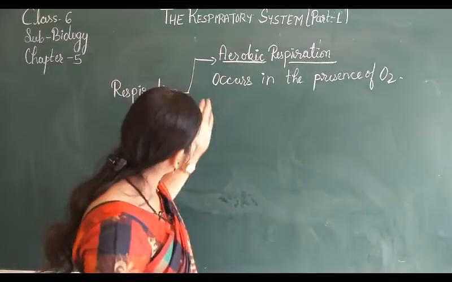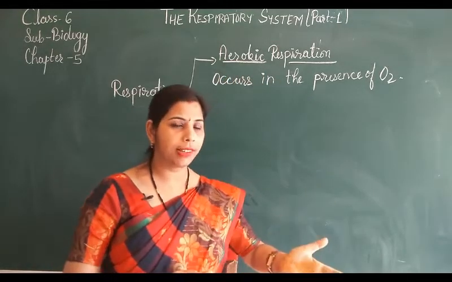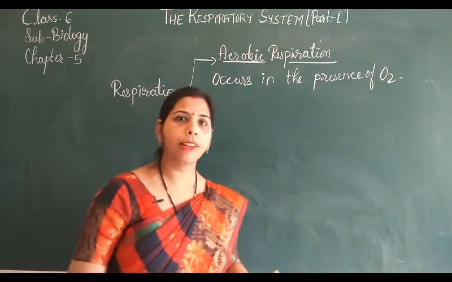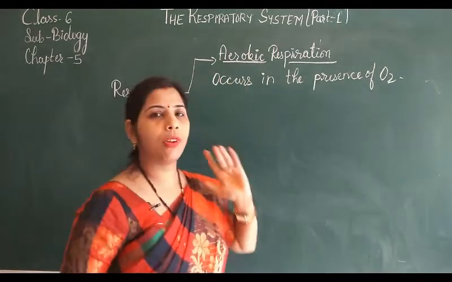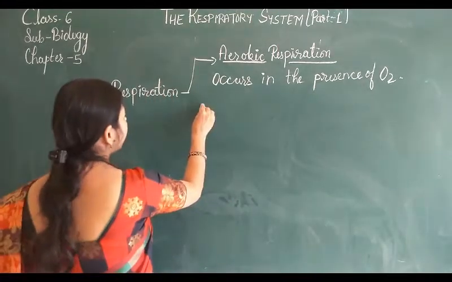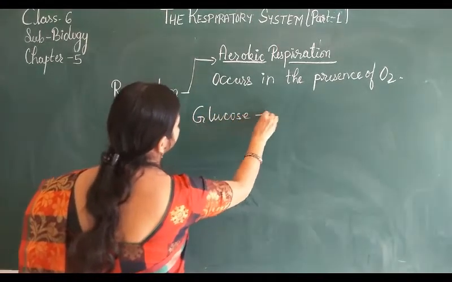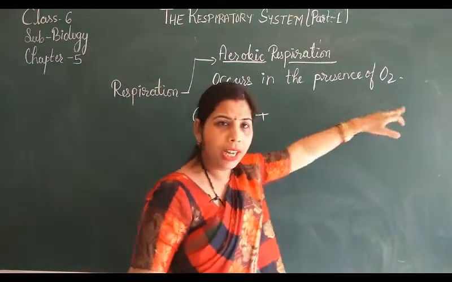Now when the process of respiration is started, it is started in the cytoplasm of the cell. Where does this start? It starts in the cytoplasm, but most of the process happens inside the mitochondria. So let's see what is the reaction. Glucose plus, in the presence of what? Oxygen.